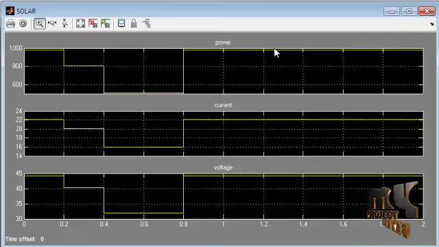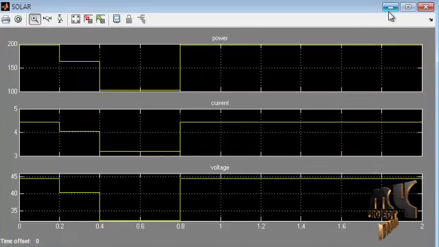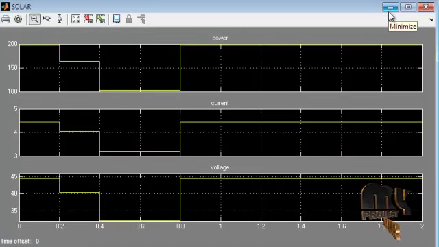Here we can see three kinds of waveforms: power, current and voltage. Here the voltage is 44 volts, the solar current is 2 amps and the overall power is 900 watts. So next one, the solar panel output using the incremental conductance algorithm. Here also the voltage is 44 volts but the current is 4.4 amps and the power is 200 watts.